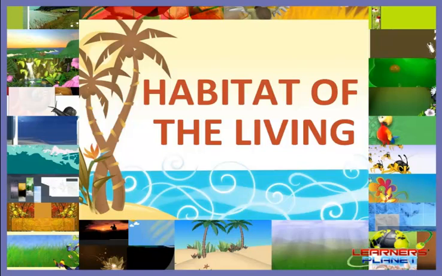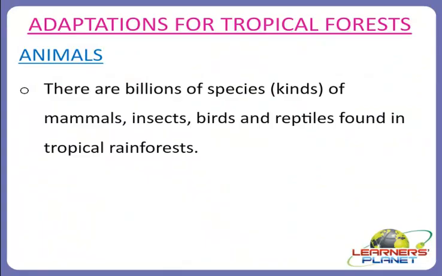So let us start with our first habitat, that is rainforests, tropical forests. So let us study about adaptations for tropical forests, which are also popularly called rainforests. Now you must be knowing why we call tropical forests rainforests. Do you remember? Try to recall. Yes, because this is the forest where it rains a lot. That is, the annual rainfall is more than 200 centimeters. That is why it is termed a rainforest.